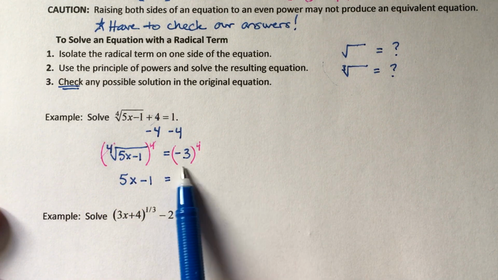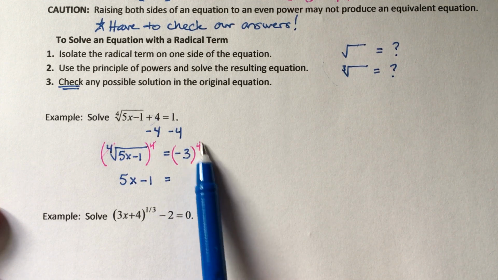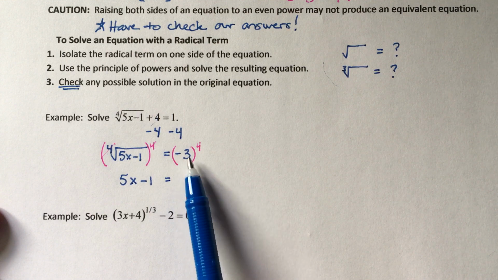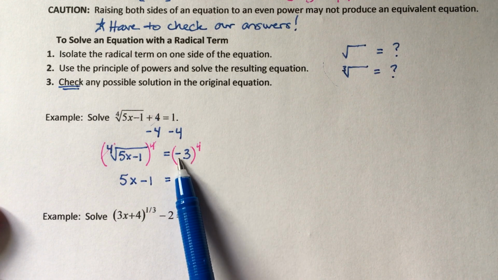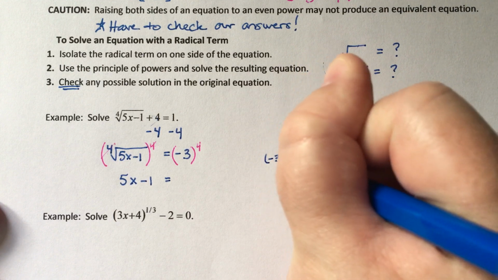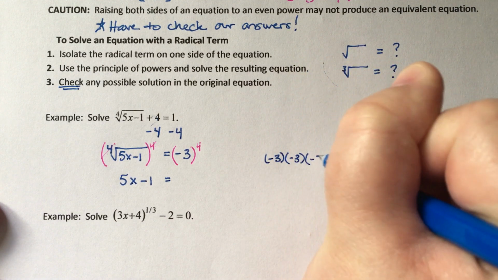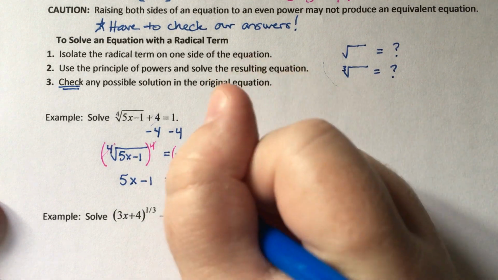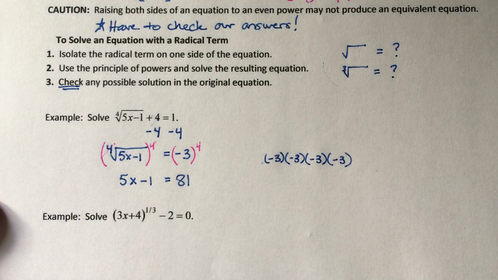Negative 3 to the fourth power. Notice I use parentheses here. It's the entire side of the equation that's being raised to the fourth power, not just the 3. So the negative is part of this. And in that case, this is the same as negative 3 times negative 3 times negative 3 times negative 3. And 4 negatives make a positive 81 over here.